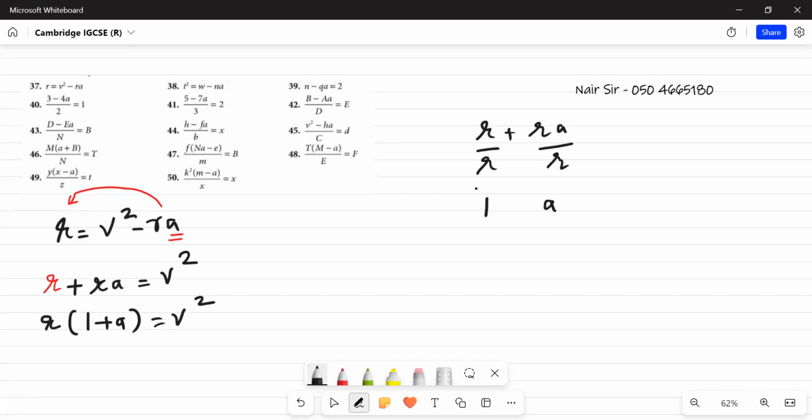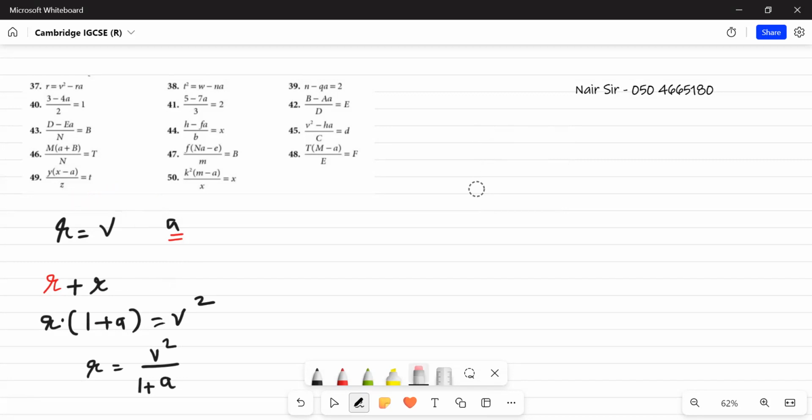So now, this is multiplied to this. What is the opposite of multiplication? Division. So R is equal to V square upon 1 plus A. A bit tricky question, kids. Remember that steps are increasing. As the level increases, the level of the question also increases. Let's look at the next one.